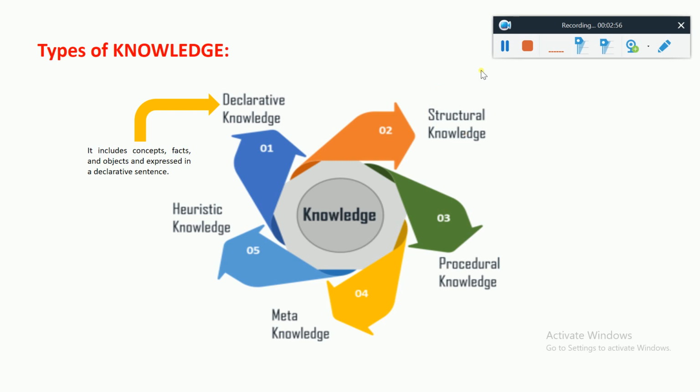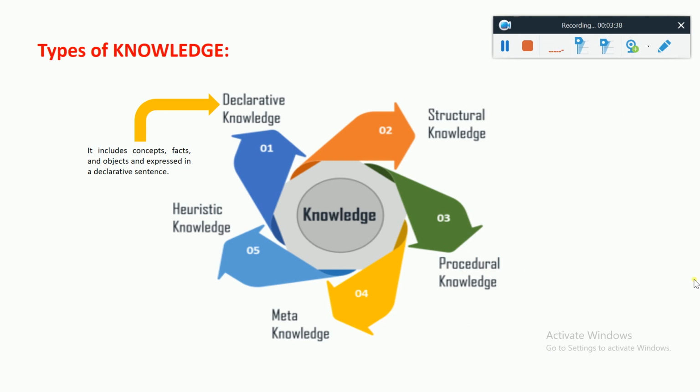The second type of knowledge is structural knowledge. Structural knowledge is basically for problem solving. It describes the relationship between various components, subcomponents, and objects, and how these things are related. For example, if I say animal, an animal is a mammal. A mammal is a cat. A cat can be black or white. So structural knowledge is all about the relationship between the components, the subcomponents, or the objects.